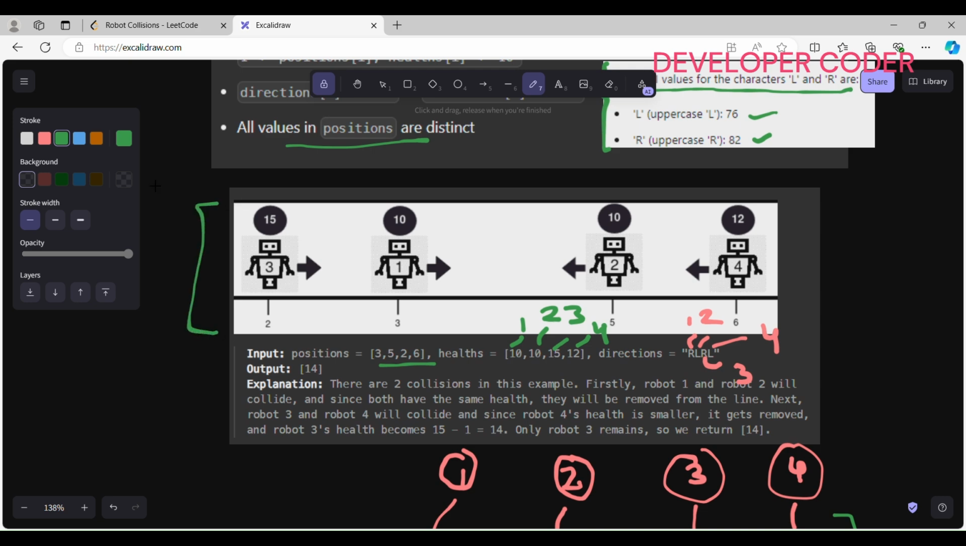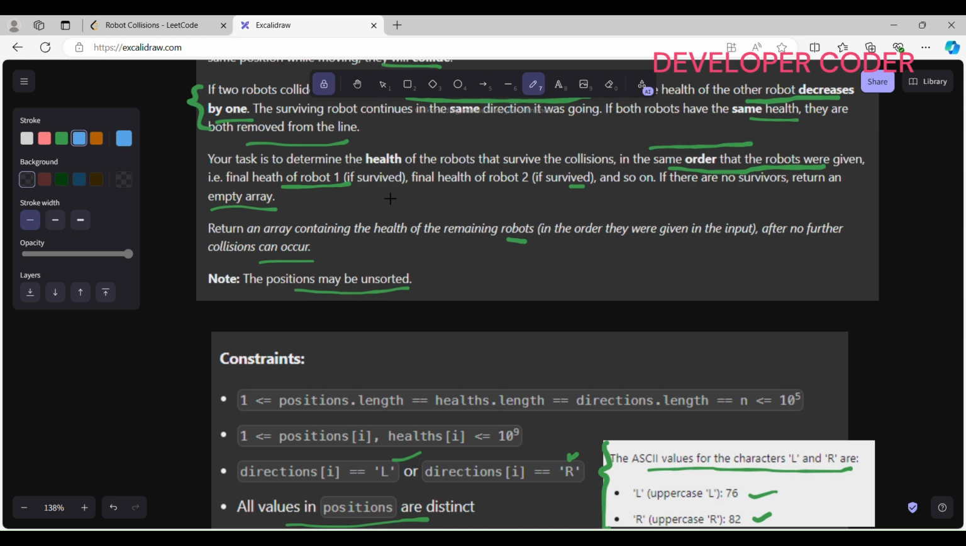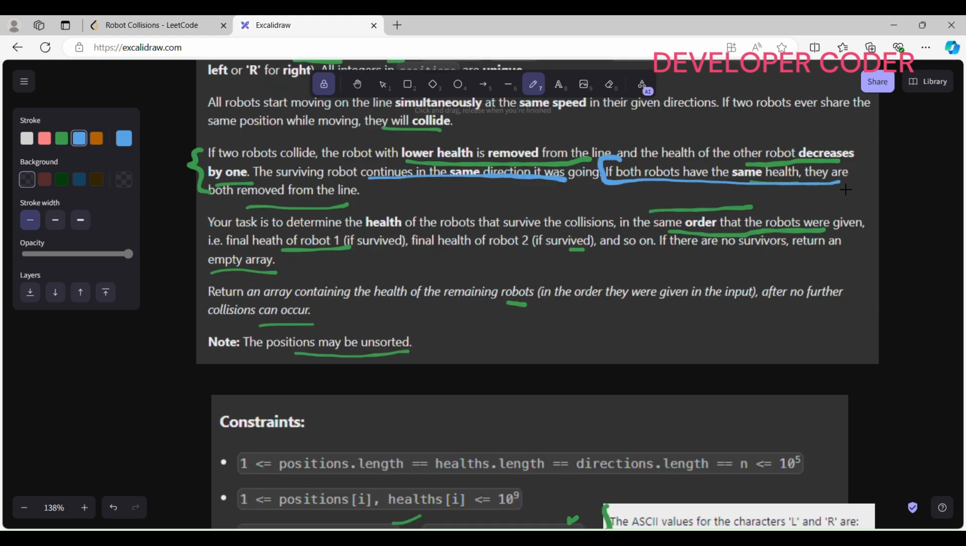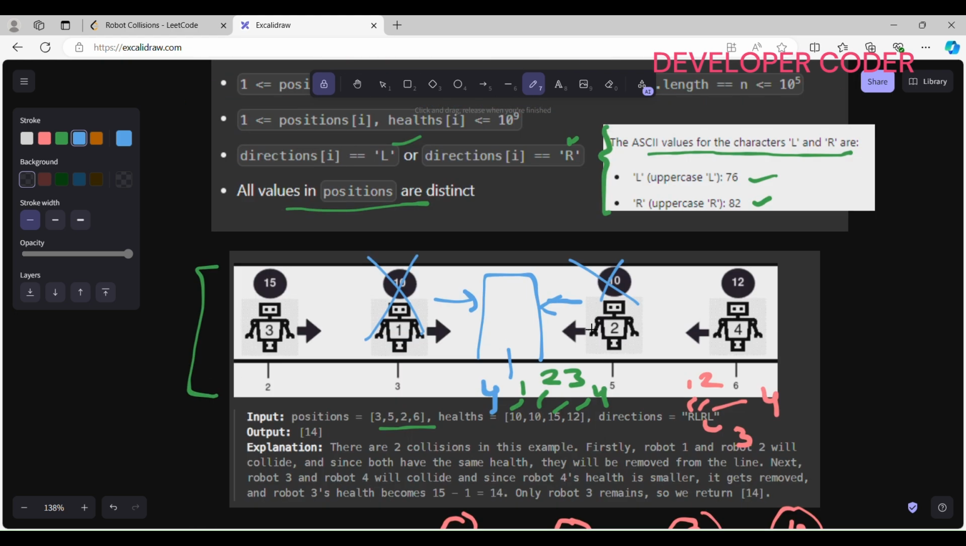Okay, so now after that, see, this robot is moving in this direction, and this robot is moving in this direction. Okay, so in between there is position 4, and both the robots will collide at this particular position, right? Since both the robots have the same energy, I am going to remove both these robots. Okay, so see here, this is given here, both robots have the same health, so they are both removed from the line. Okay, so I have removed both the robots.